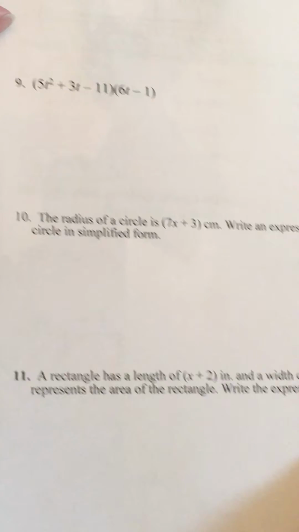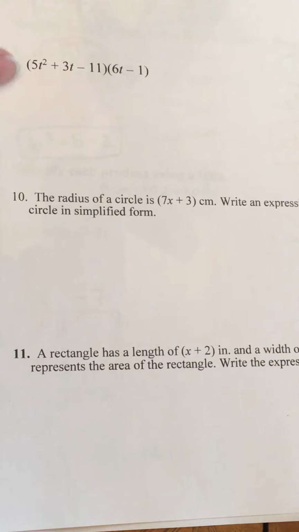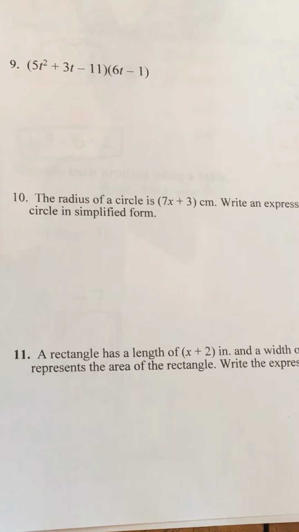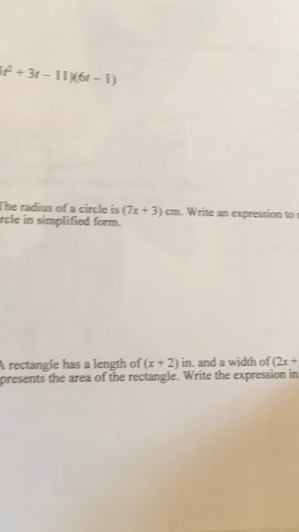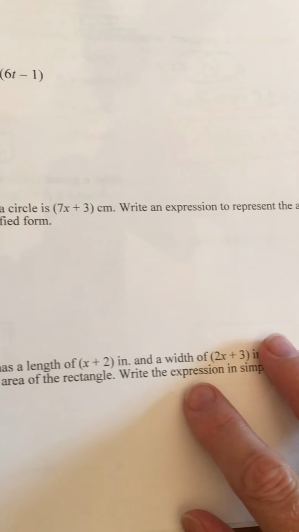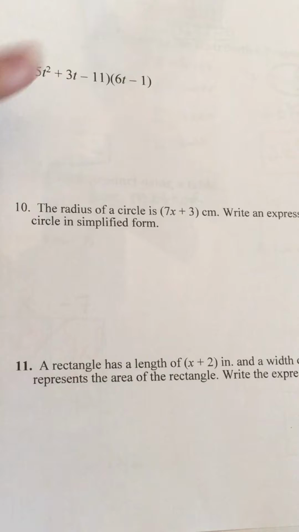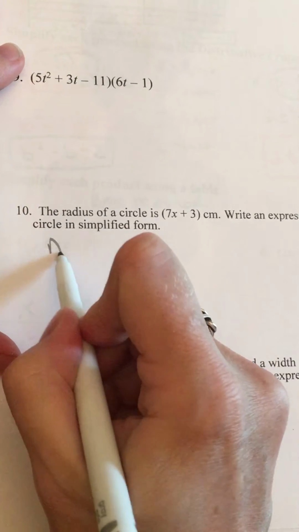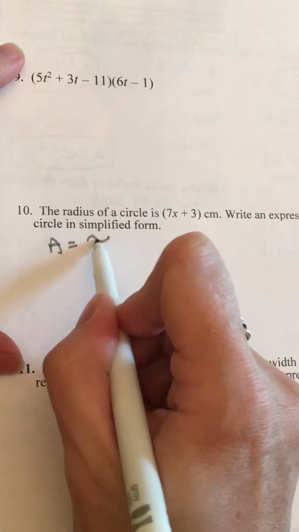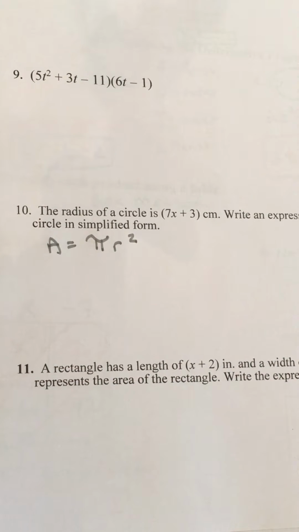All right, welcome back. Let's tackle problem number 10 and see if we can knock this out. Number 10, the radius of a circle is 7x plus 3. We need to write an expression to represent the area of the circle in simplified form. Hey, do you remember the area of a circle? Area equals pi r squared. Oh yeah, it's been a while, hasn't it?